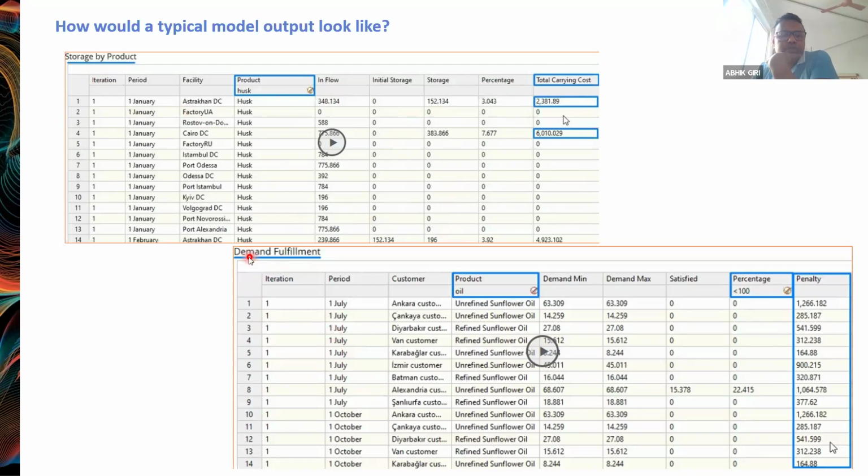And if I want to see the metrics by demand, then for every customer, different customers would have different product requirements, and for different days, I have the minimum and maximum demand and how much was satisfied. So again, these are the typical metrics that we show to the customer when we are building this kind of an inventory optimization model, that is, demand fulfillment and product inventory holding cost.